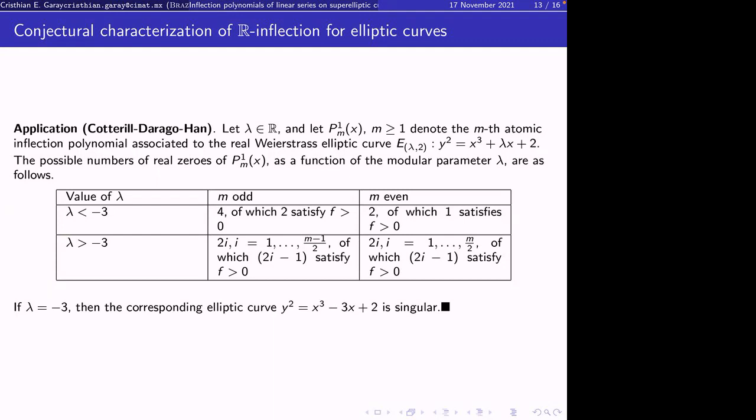Over the left part of minus three, the left interval determined by minus three, there is another behavior. These are the possible values of the positive roots of the inflection polynomial, which you may get. So the behavior is very different away to the left or to the right, and if M is odd or even. This is something similar to what I presented for elliptic curves at the start of my talk.